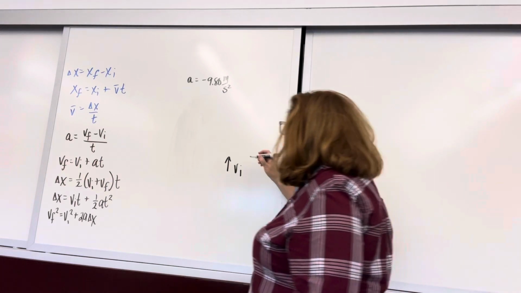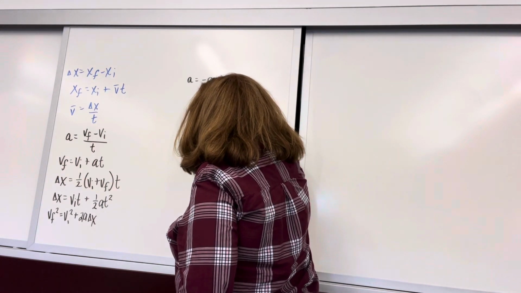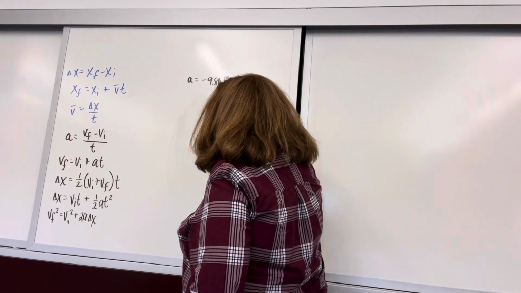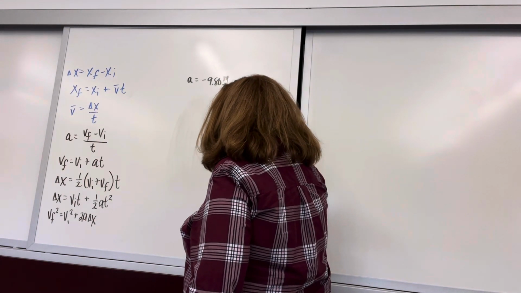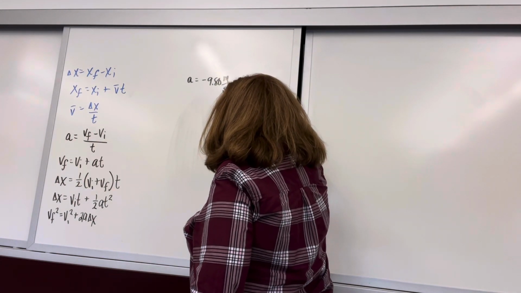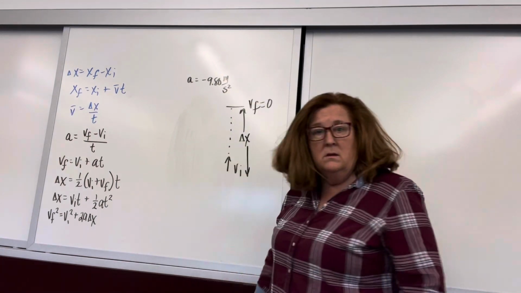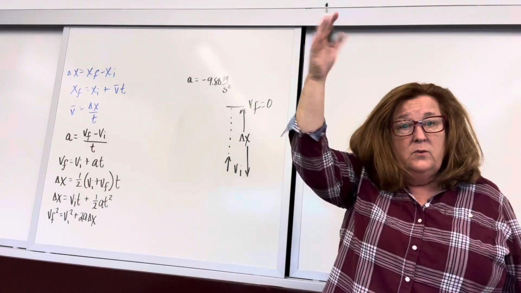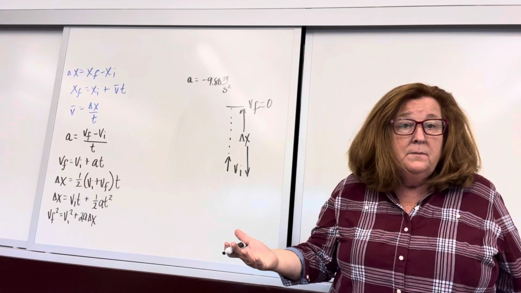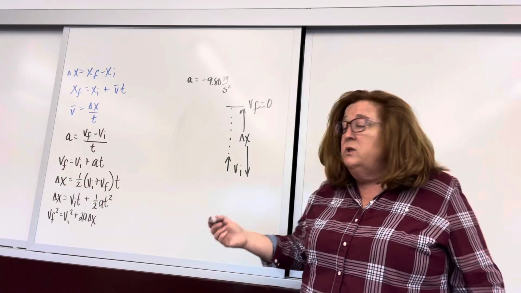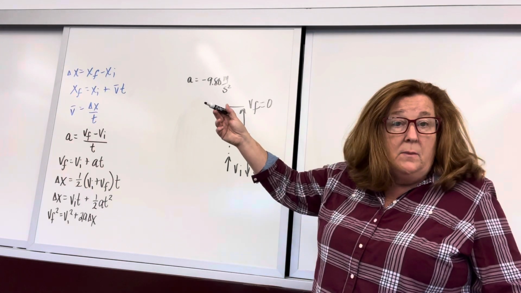And then gravity is going to slow it down until it's at its maximum height. And up here at the top, the final velocity at the top before it comes back down is 0. So we can figure out a lot of things. You can figure out the amount of time it takes to get to the top of its flight.